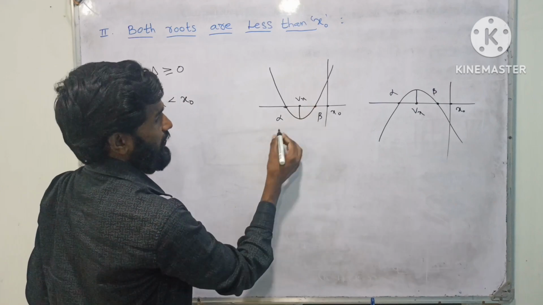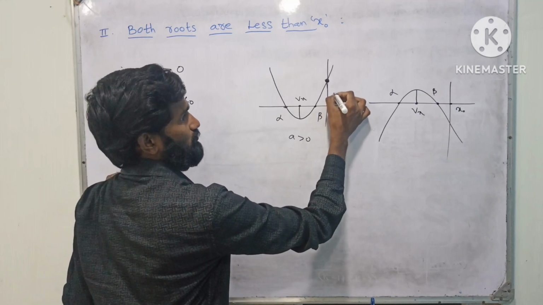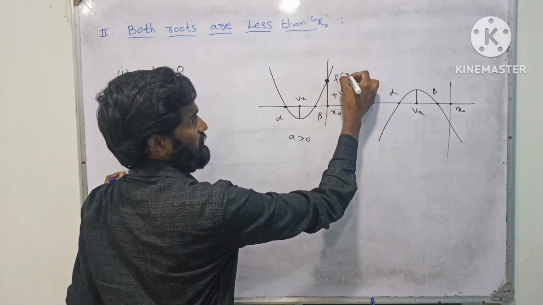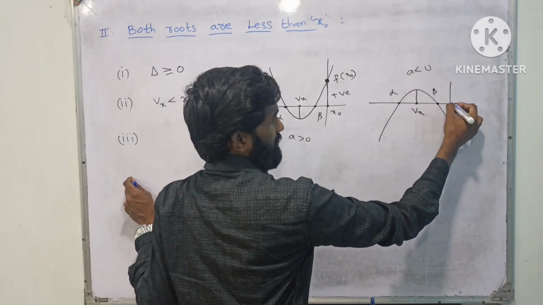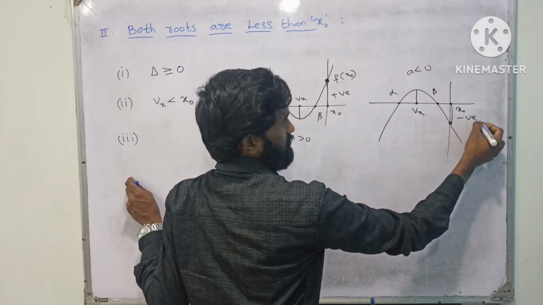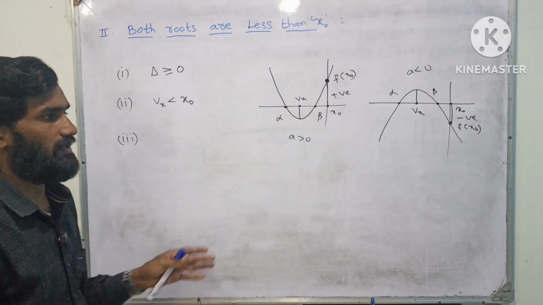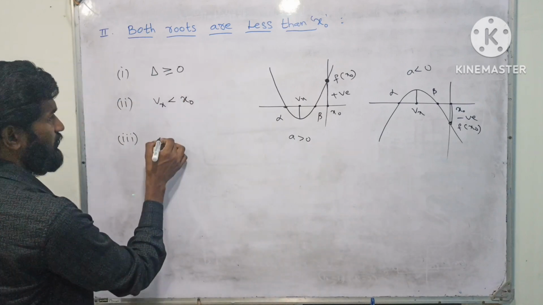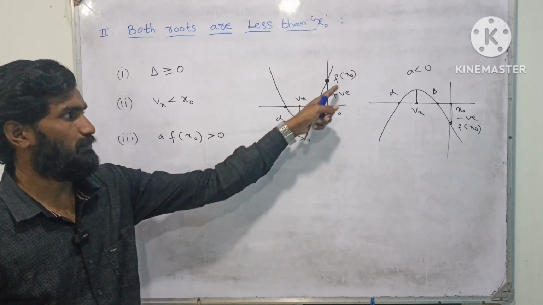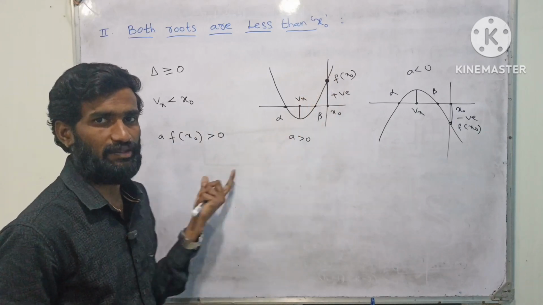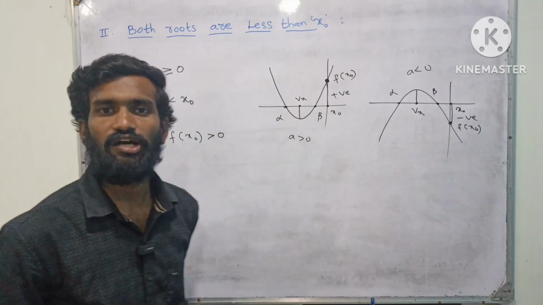Here, if you observe, a is greater than 0 and x naught is positive, so f of x naught is also greater than 0. And here a is less than 0 and f of x naught is less than 0, again negative. Now if I want to write the combined condition, a into f of x naught, we are again getting greater than 0 only. Both are positive, so the product is positive. Both are negative, and if I take the product, again I will get positive only.